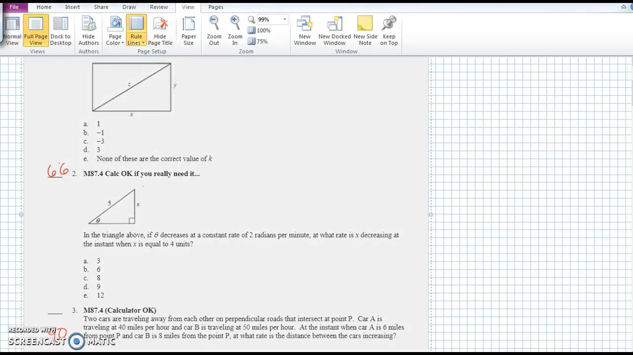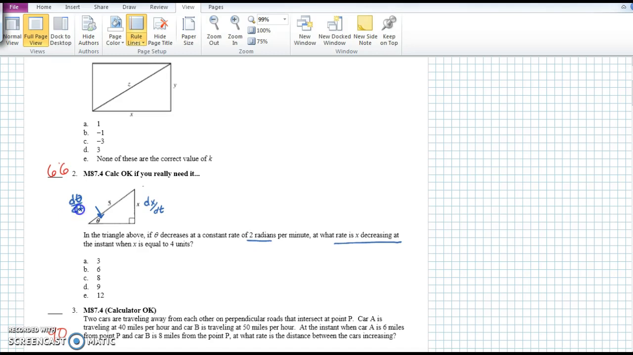In this case, you've been asked for at what rate is x decreasing, so dx/dt is what you want, and you've been given d theta/dt to be 2 radians per minute.